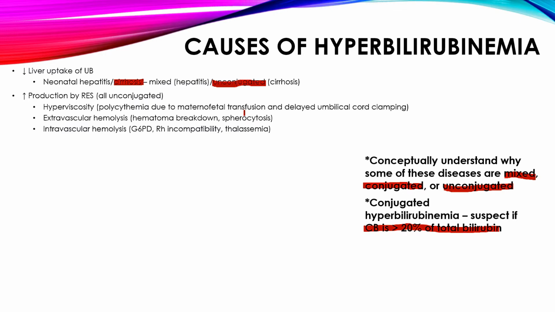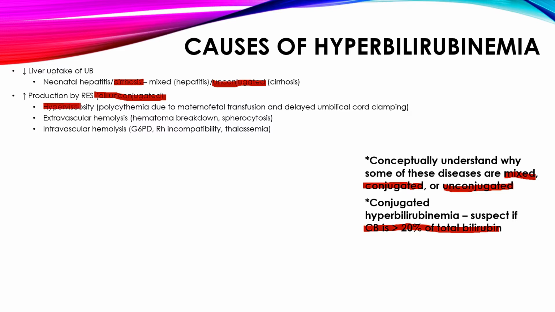Next is increased production by the reticuloendothelial system. So remember, all the heme that's being broken down is getting converted to unconjugated bilirubin by the RES. But what if we have problems that have way too much being produced, such as too much blood breakdown or too much blood being there in the first place? We have a problem. And that's why it's all unconjugated, because the RES is going to keep on making unconjugated bilirubin, but the liver in this neonate can't handle these large quantities, so it all builds up.